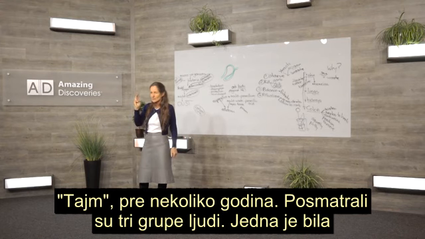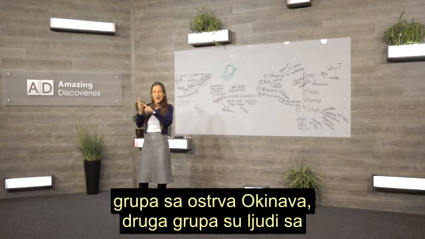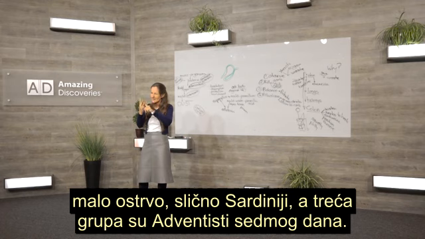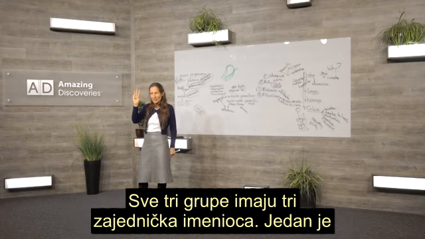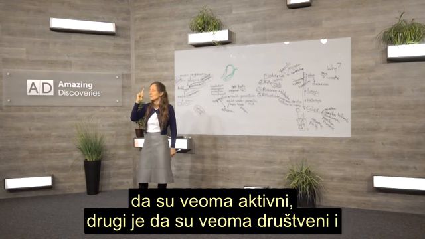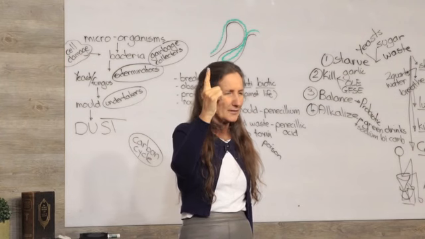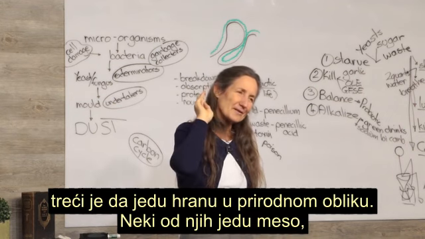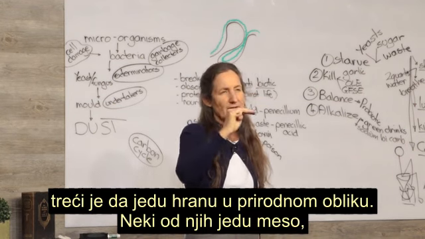They looked at 3 groups of people. One was the Okinawans, one was the Sardinians. The Okinawans were a Japanese group of people on a little island, similar to the Sardinians, and then the Seventh-day Adventists. Now, they had 3 common denominators. One, they're very active. The other one was they're very social. And the other one was they eat food in its natural state.